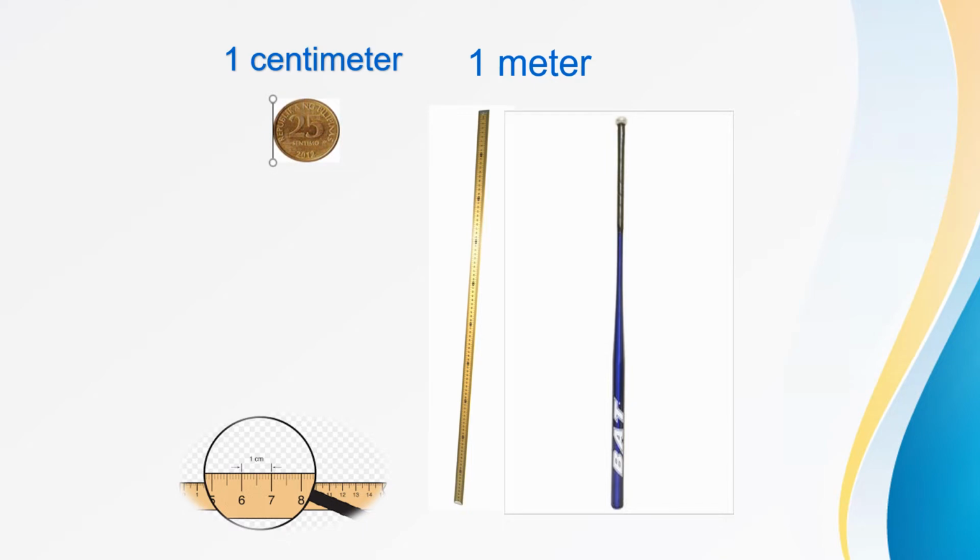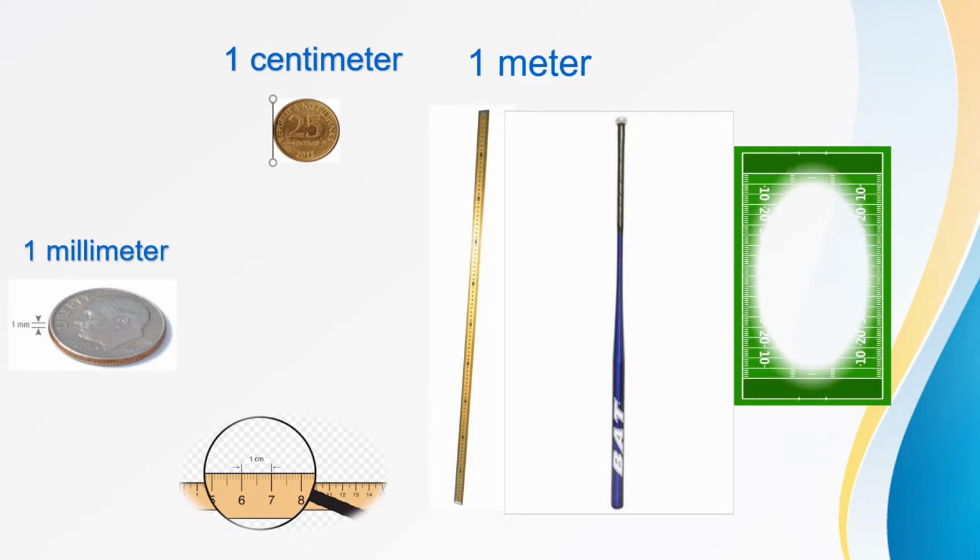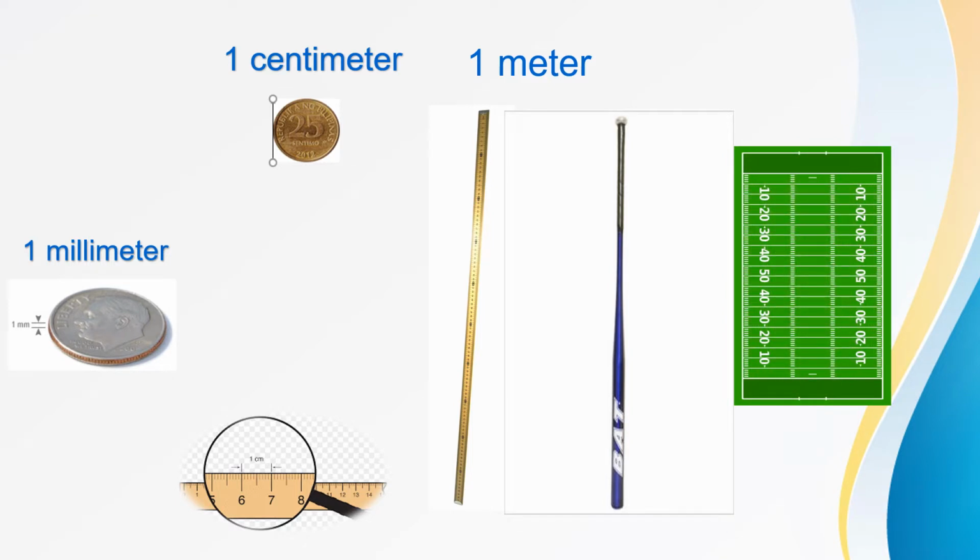If we look more closely at the centimeter marks, we can actually see small notches, each tiny section representing 1 millimeter. A millimeter is really tiny. It's like the thickness of a coin. We have meter, centimeter, and millimeter. Let's proceed to kilometer. 1 kilometer is about 10 times the length of a football field.